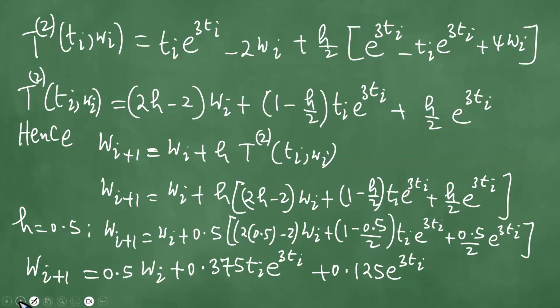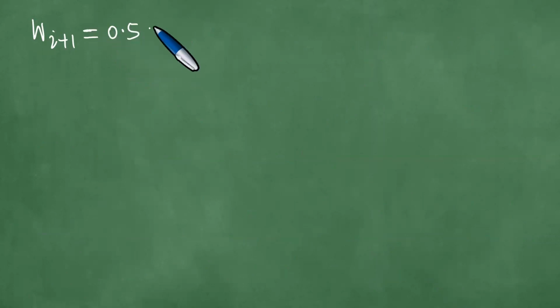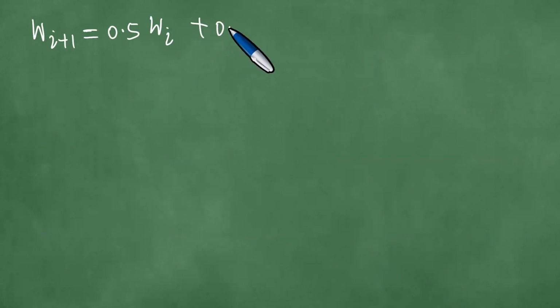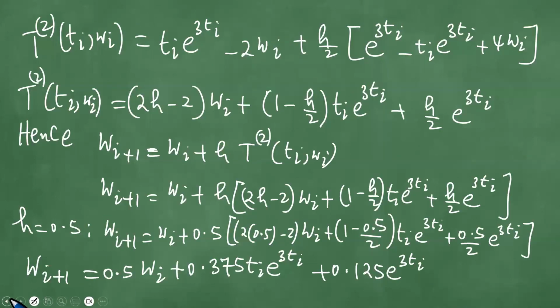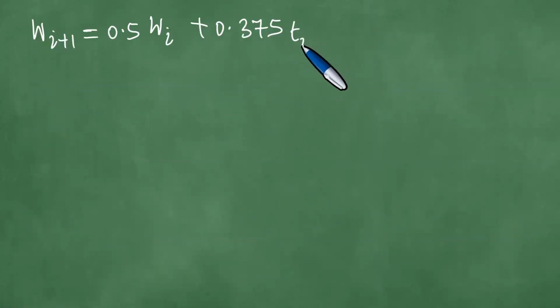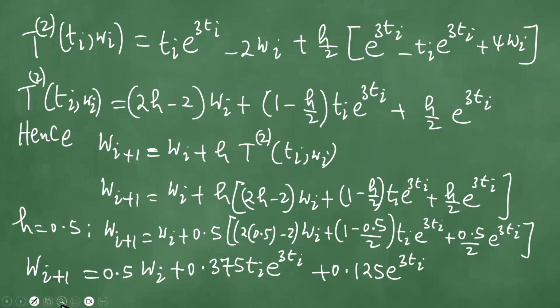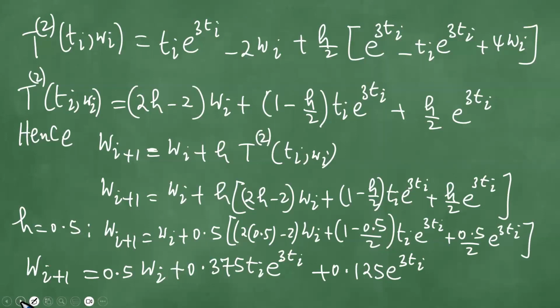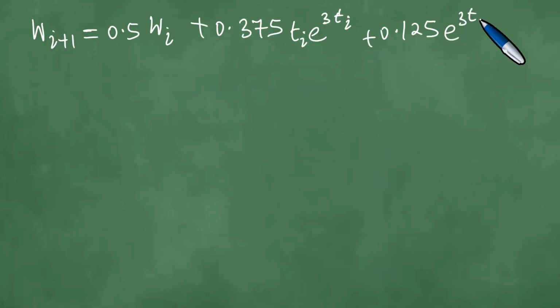Which means that w_(i+1), which is the same as what? It is 0.5 w_i plus 0.375 t_i e^(3t_i) plus 0.125 e^(3t_i), like this.